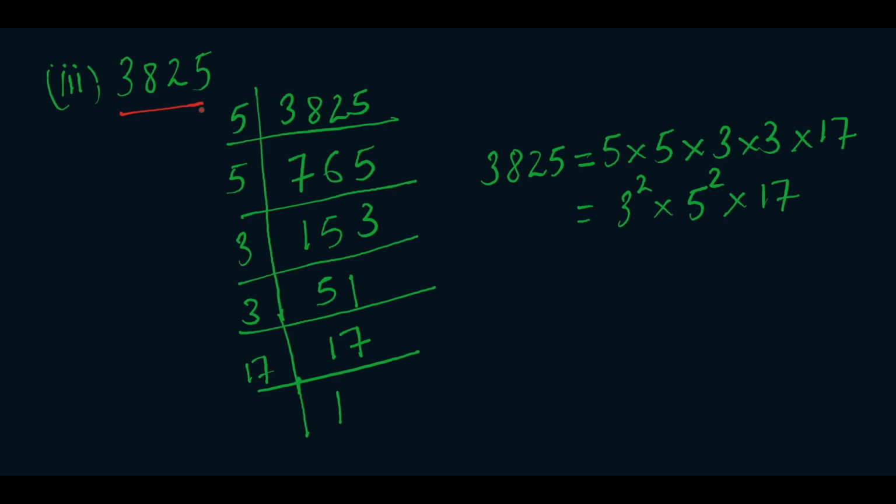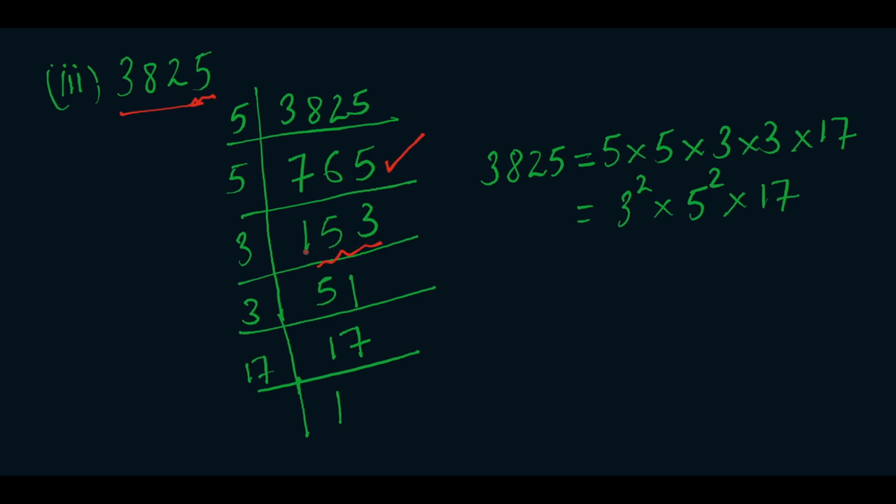Now I have told you that if there is 5 at the ones position, you can directly divide by 5. And we know that the order does not matter. So we will divide by 5 first. We divide 3825 by 5, we get 765. Again we divide by 5, we get 153.